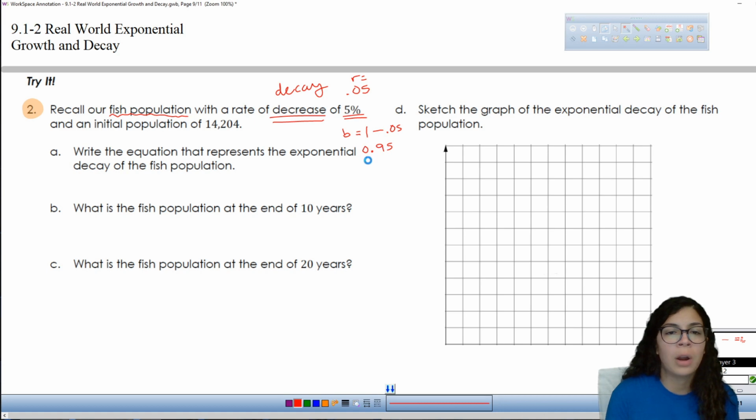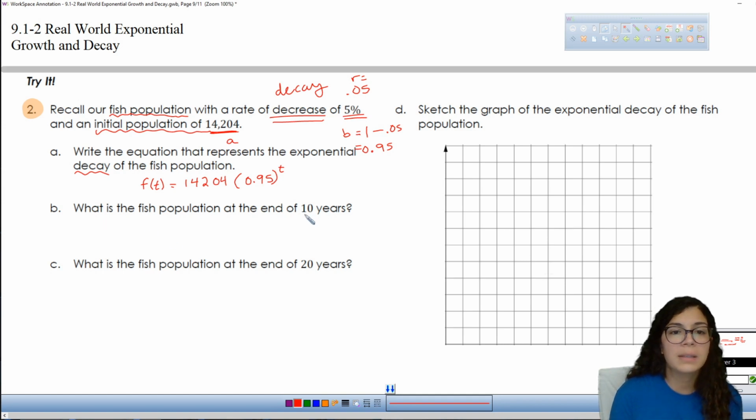So this is our B value. And we do have the initial population, which is 14,204, and that's our A value. So write the equation that represents the exponential decay of the fish population. Sure, f of t equals 14,204 times 0.95, our B value, to the power of t.